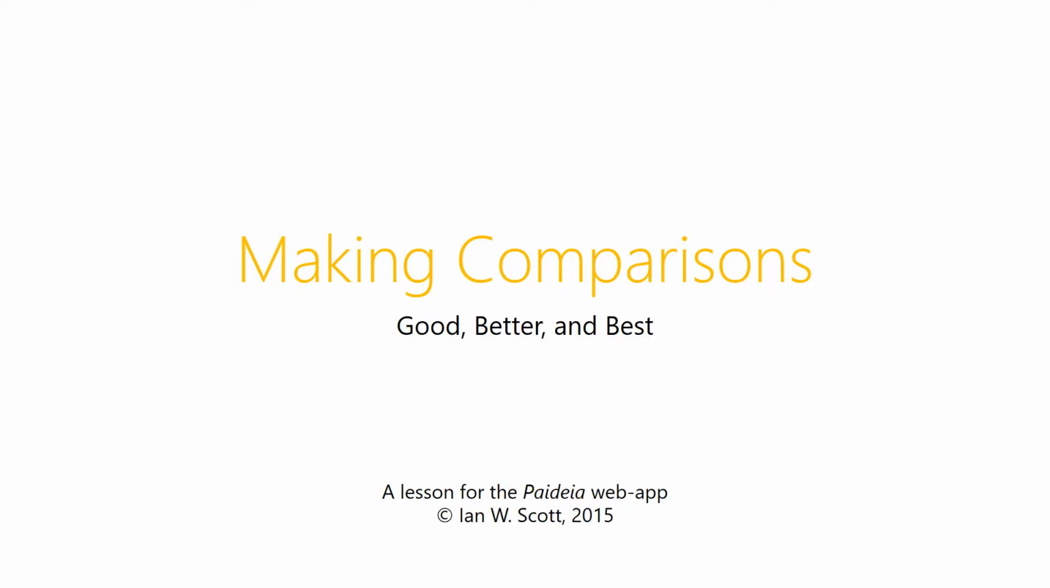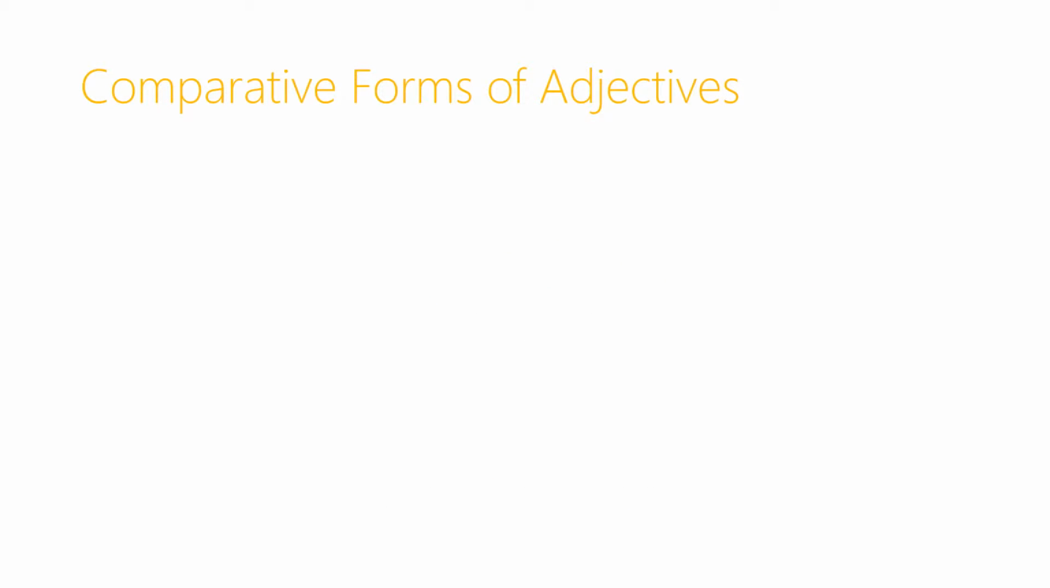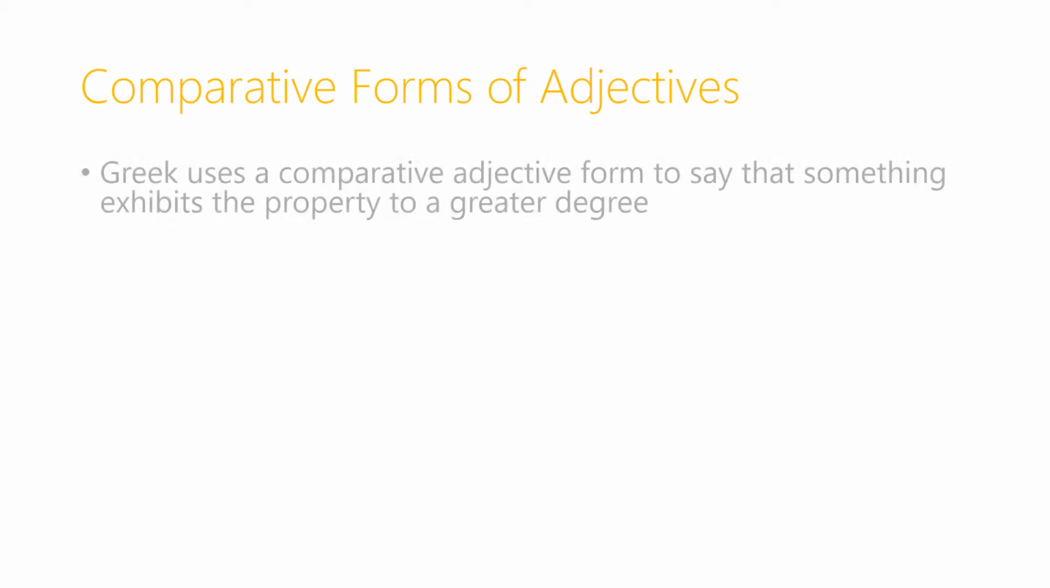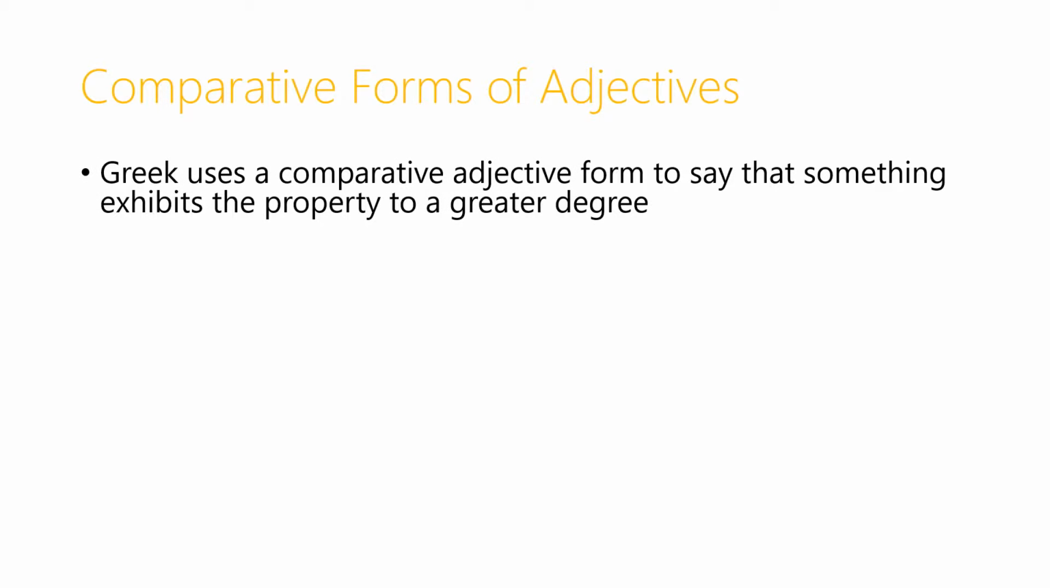In this video, we're going to be looking at how to make comparisons in Hellenistic Greek, how to talk about what's good, better, and best. Adjectives have comparative forms. A normal adjective tells us that the noun it modifies, or nominal it modifies, has some property. Well, Greek uses a comparative adjective to say that something exhibits this property to a greater degree than something else.